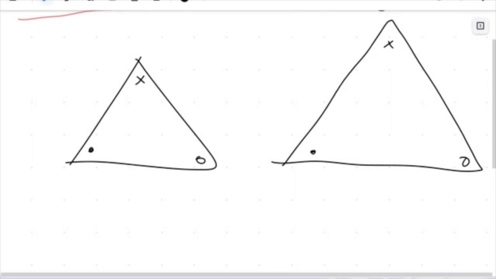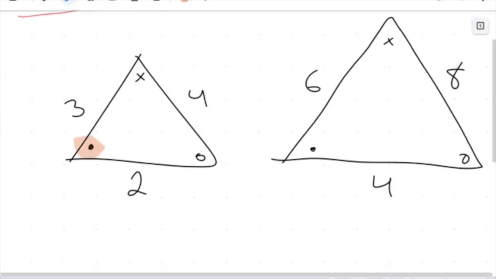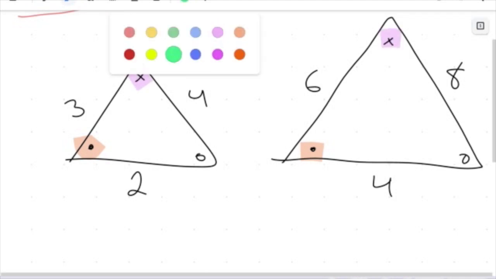So for example, if we have these lengths here, first of all, I have all the matching angles equal. 1, 2, 3, 4, and 5, 6. So all of my matching angles are equal.